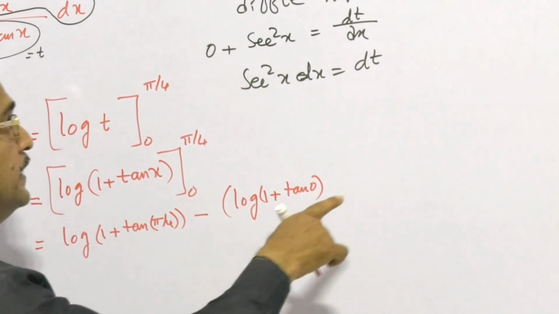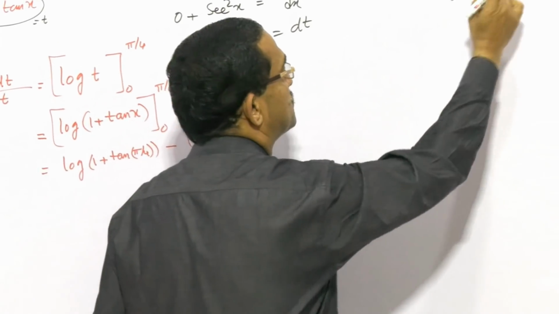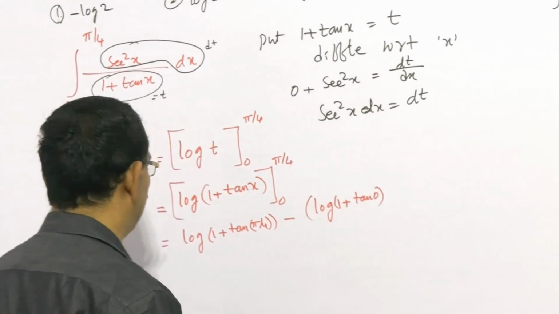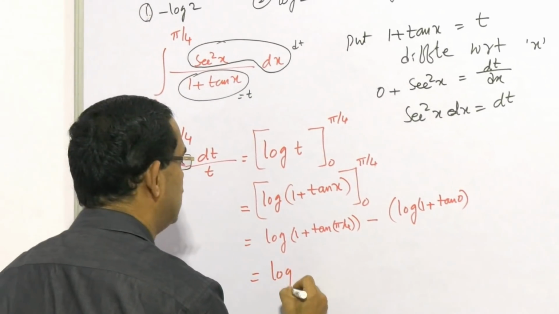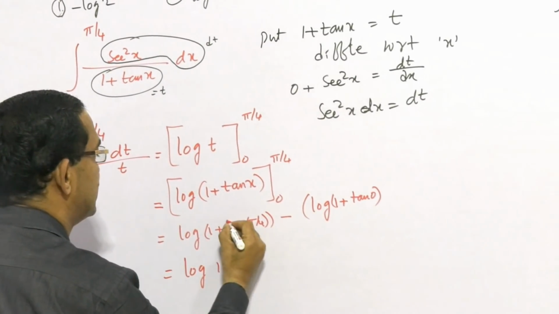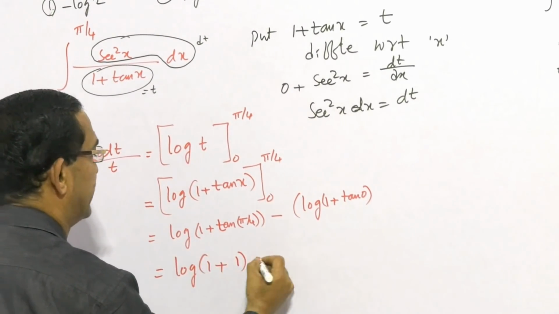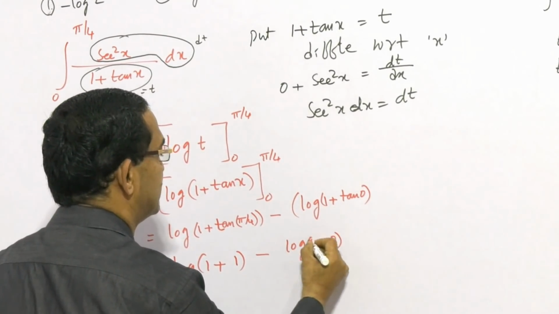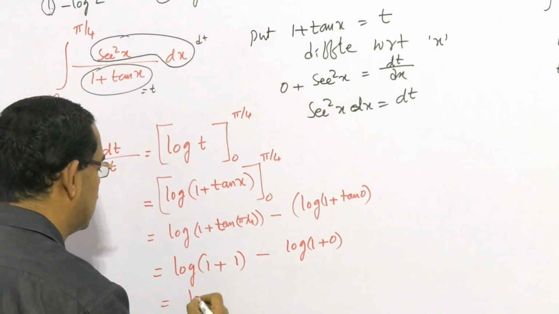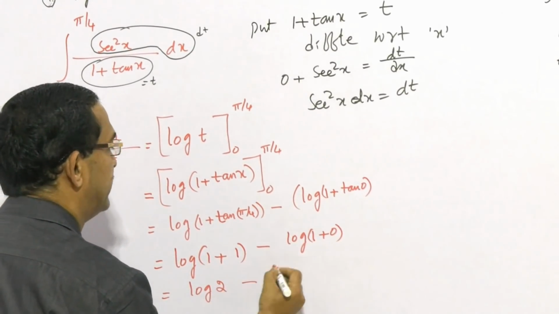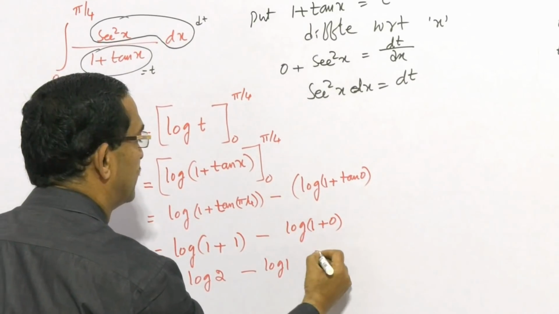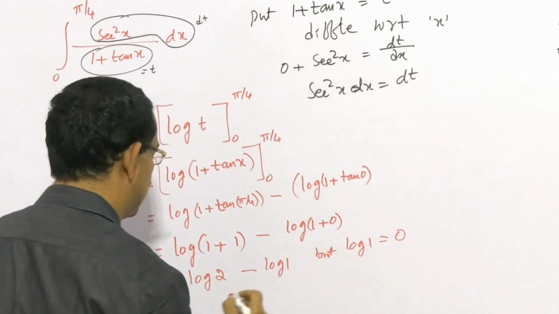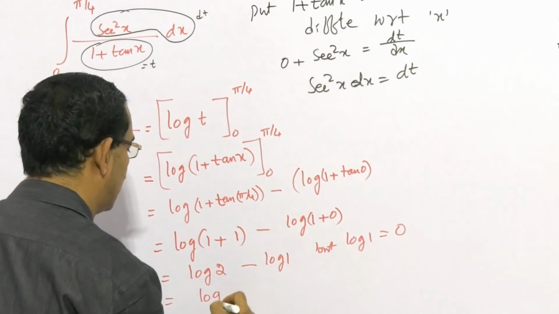So of course we are knowing that tan 0 is equal to 0, tan pi by 4 is equal to 1. So now substitute the values, that is we are having logarithm of 1 plus 1, that is tan pi by 4, minus logarithm of 1 plus 0. Is it not? But 1 plus 1 is what? That is log 2 minus we are having log 1. But we are knowing that log 1 is always equal to 0. Therefore the answer is log 2.